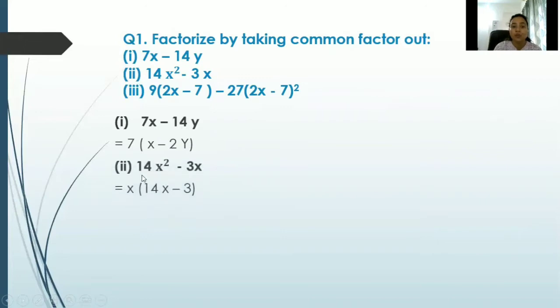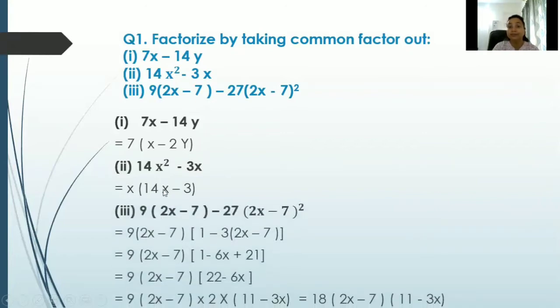The second part, 14x square minus 3x. If you take the numerals 14 and 3, you will not get anything common, right? So see the variable x square and x. Here you can take the lower power variable out. If we take x out and divide the terms by x, we will get 14x minus 3, because x is already out. So this is your factor.